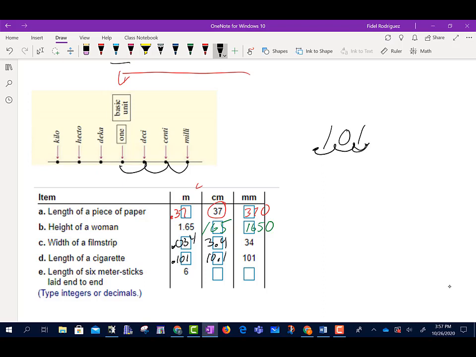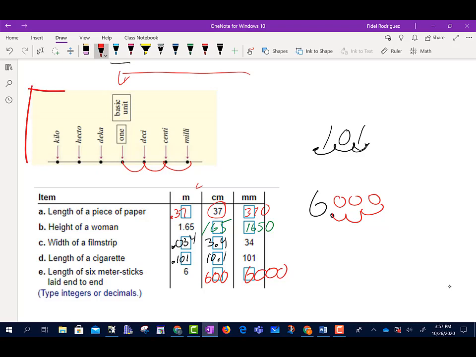Okay. And the next one, the length of 6 meter sticks laid end to end. So we have 6 meters, right? Here's 6. Let me erase this mess here. Let's do this again. We're going to go from our basic unit of meters 1, 2 to the right. So 1, 2 to the right, I have to put 2 zeros. This is 600. And if I move one space more, I have to add another 0. So this is going to be 6,000. Okay. I hope that you find using this little chart helpful. It allows me to figure out how I'm going to move from one spot to another.